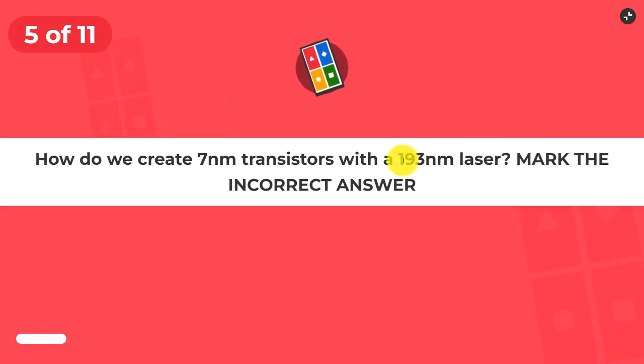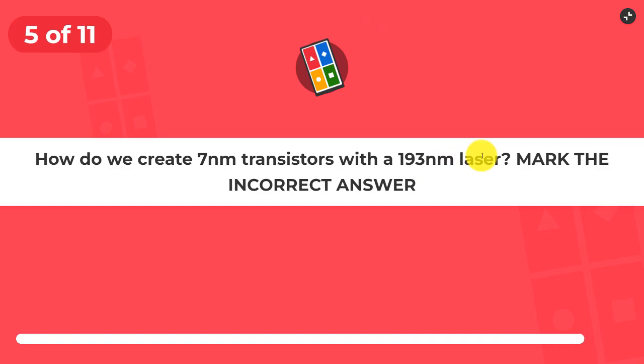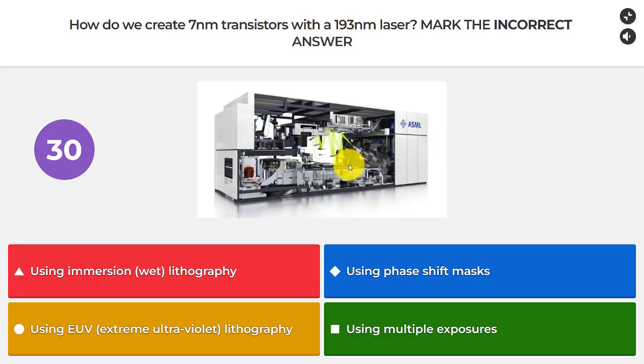Okay, so question number 5. How do we create 7 nanometer transistors with a 193 nanometer laser? Now, we're supposed to find the incorrect answer, and this type of machine is one of the ways we do it. So number 1, using immersion or wet lithography, using phase shift masks, using extreme ultraviolet lithography, and using multiple exposures. Remember, I'm asking how to create 7 nanometer transistors with a 193 nanometer laser, and most of these are correct.